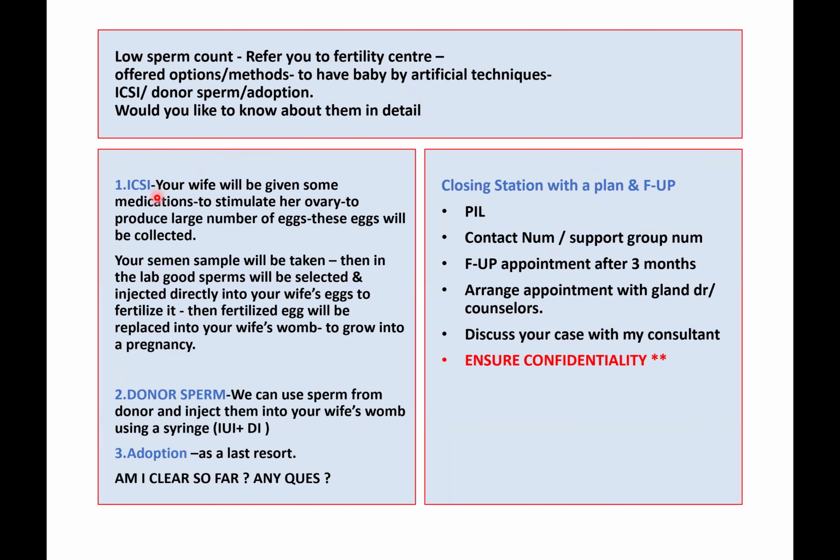All right, one is what we call ICSI. In this, your wife will be given some medications to stimulate her ovary to produce a large number of eggs, and the eggs will be collected, and your semen sample will be taken, and good sperms will be selected and injected directly into your wife's eggs to fertilize them. Then the fertilized egg will be replaced into your wife's womb to grow into a pregnancy. Another option is the donor sperm. In this, we can use the sperm from a donor and inject them into your wife's womb using a syringe. And you can have adoption as a last resort.